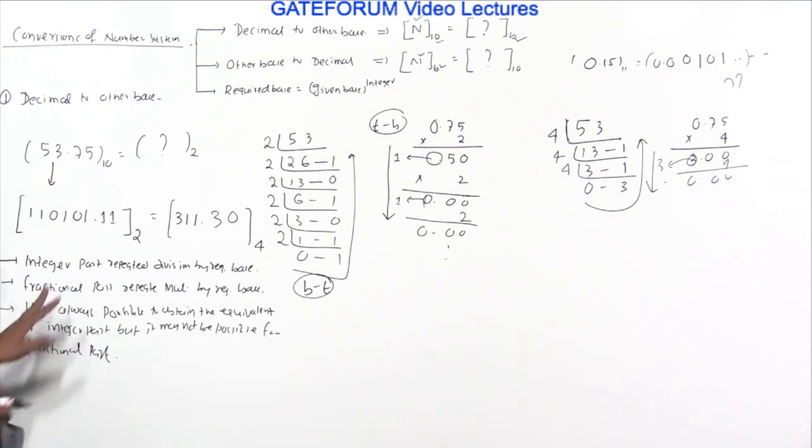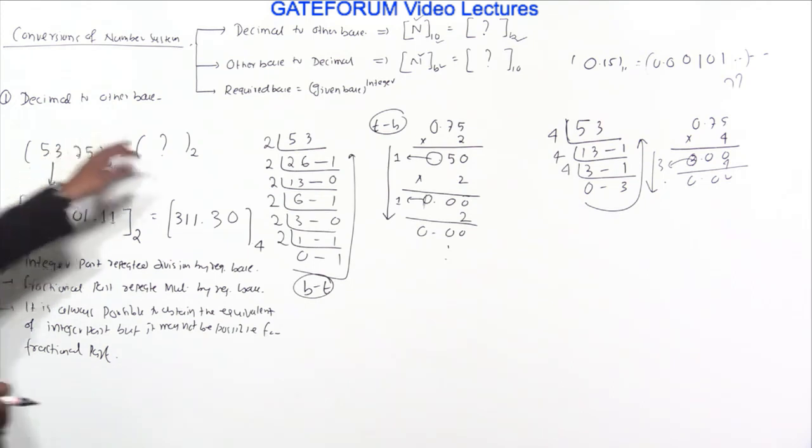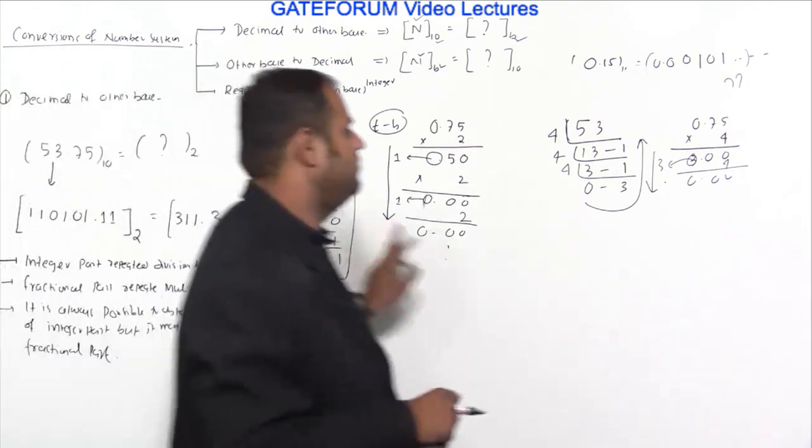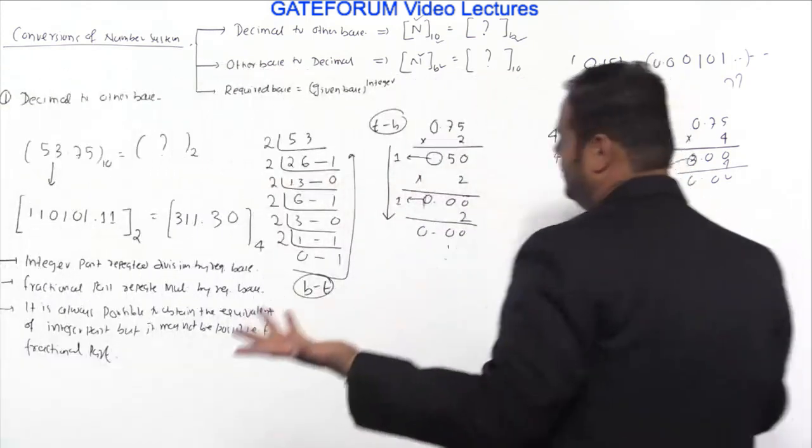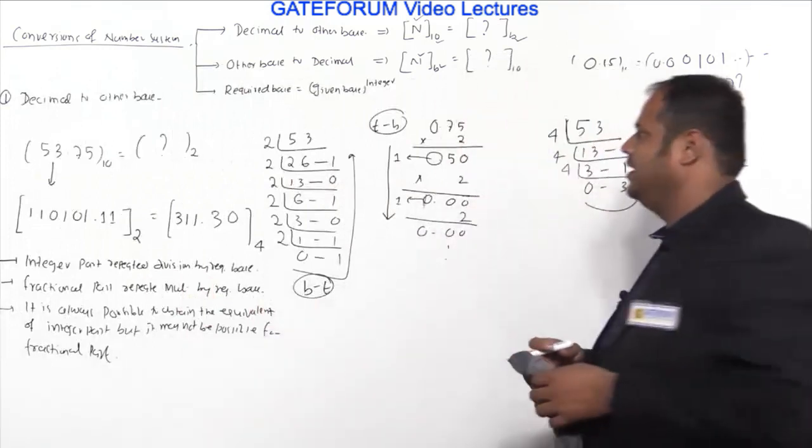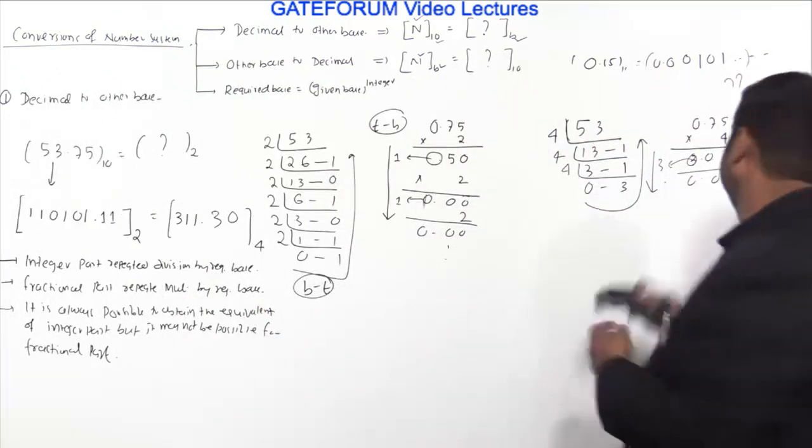So the only thing is, the integer part is to be dealt with separately, and the fractional part separately. Integer part: repeated division by the required base; fractional part: repeated multiplication by the required base. So I need 2 here, so I did it with respect to 2. If I need 4, then 4. If you need 8 or 7, accordingly you have to do it with respect to 8 or 7 and so on and so forth.